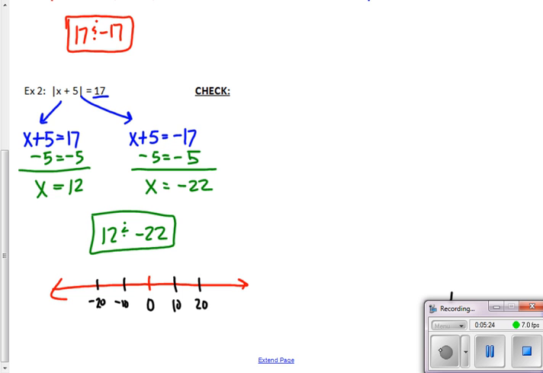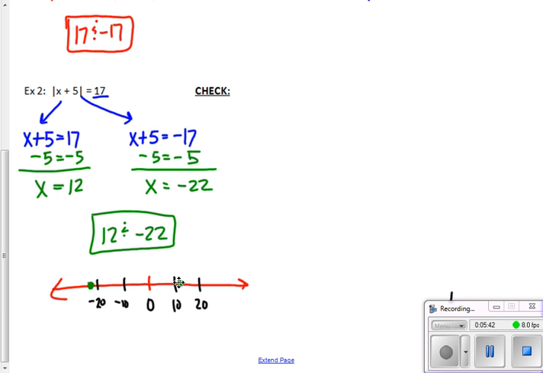Number line's going up by tens here, so 12's slightly ahead of 10 here. So I'm going to put a plot, and negative 22 is slightly after 20. There's my two plots. There it is on a number line. The next thing they're just asking us to do is to check. Here's how you would check your answer.